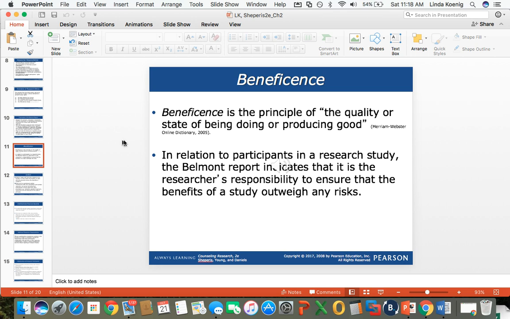All right. You should actually remember this word from your first class that was talking about ethics, because beneficence is one of those pillars of all counseling. But in this particular case, we're applying it to research.